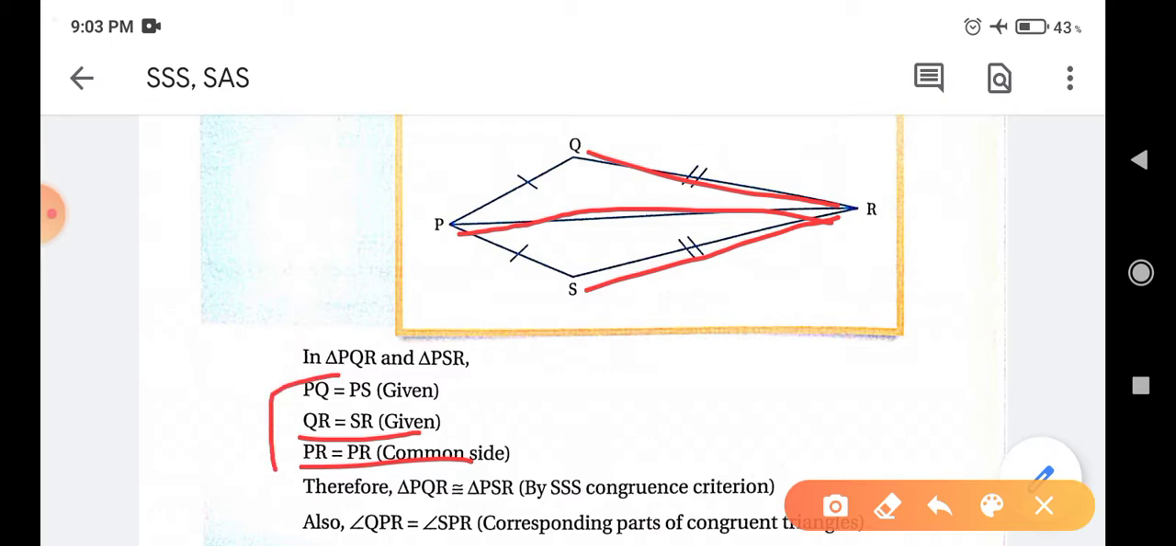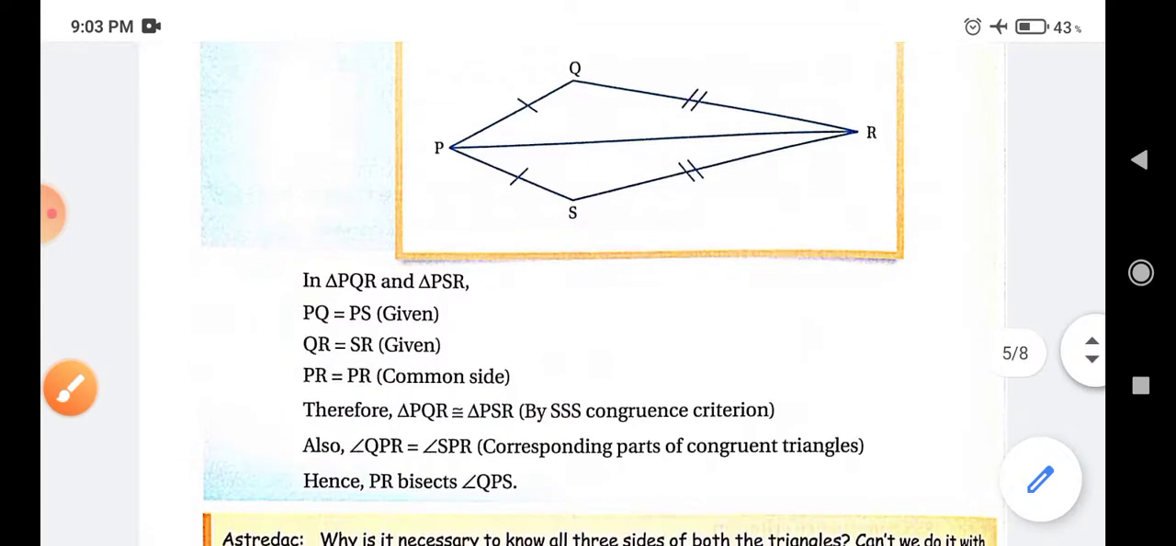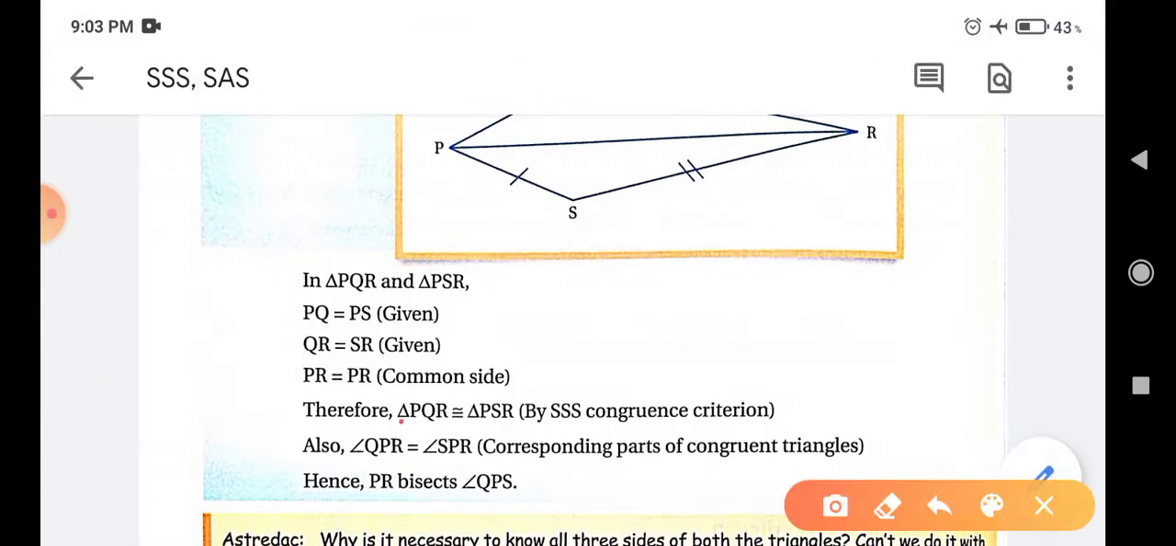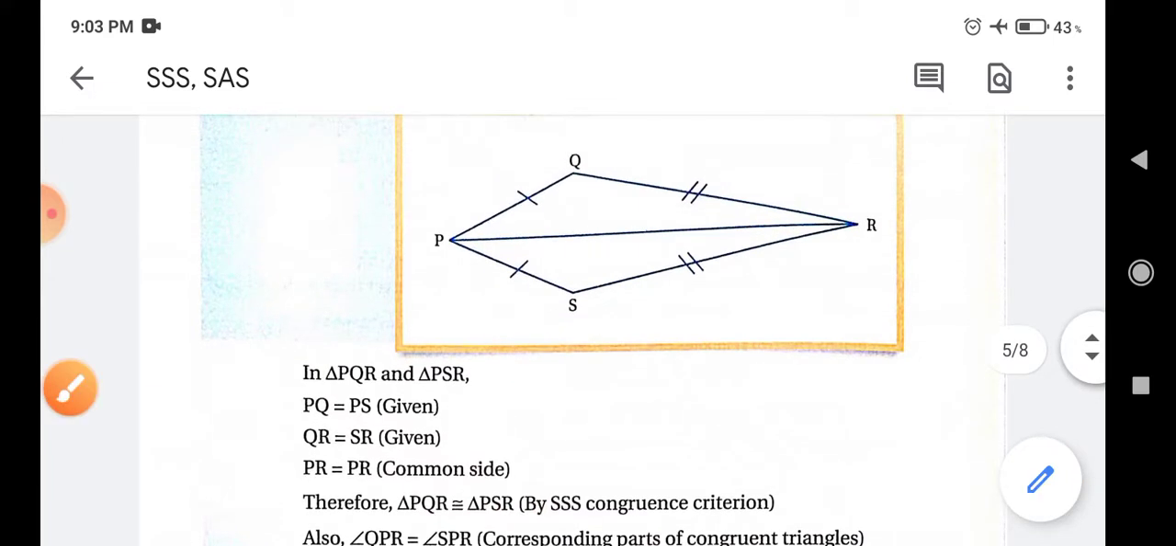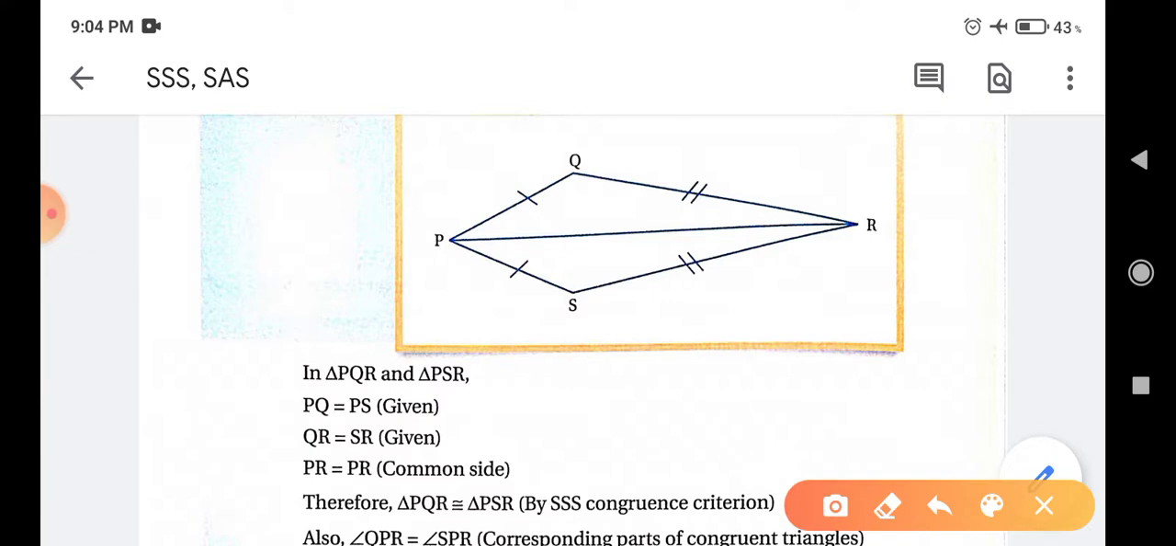So all these three conditions are fulfilled. That means all three sides are equal to the three sides of the second triangle. So by SSS congruence criterion, both triangles are congruent. When triangles are congruent, their corresponding parts are also equal. Here triangle PQR is congruent to triangle PSR, so all the sides and angles of these triangles are equal.